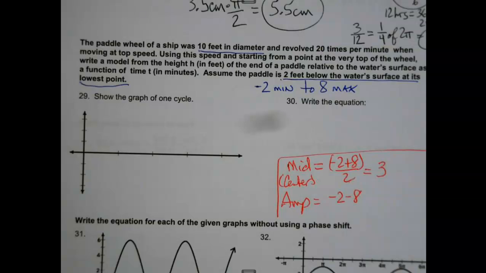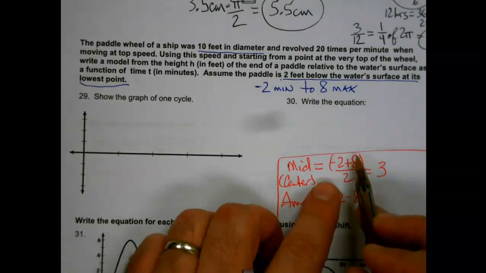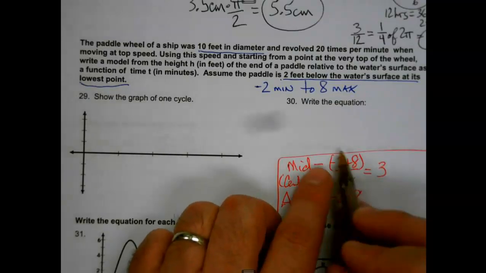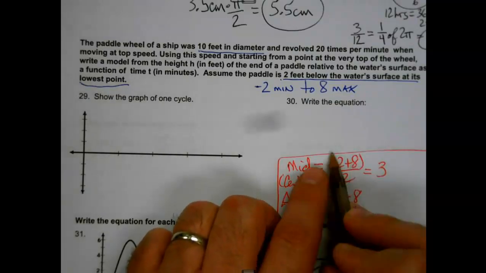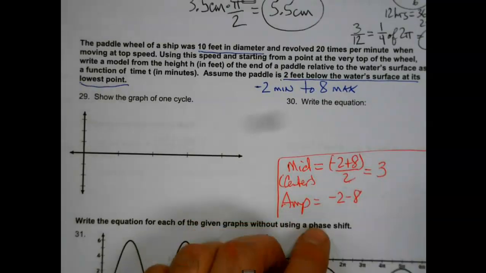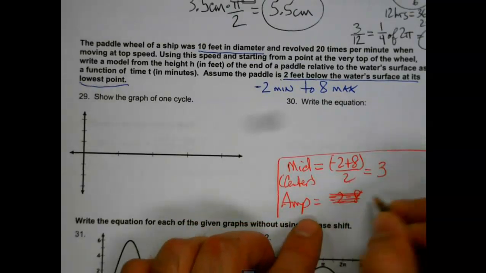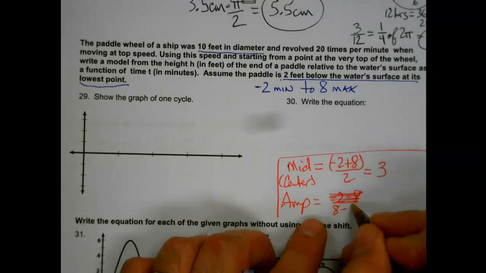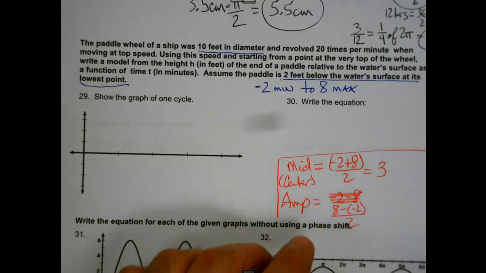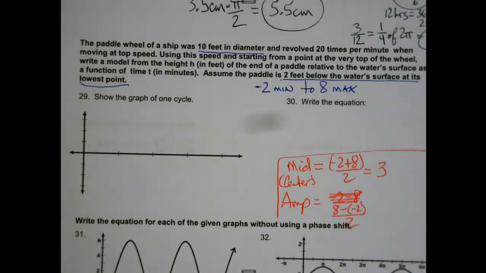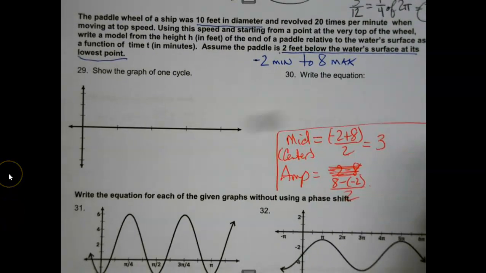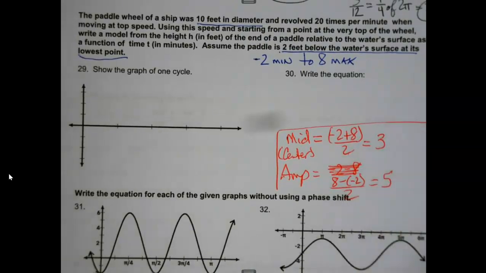This wouldn't be a Hardy video if I didn't have something go wrong, right? Max plus min. Now here it didn't make any difference whether I did 8 plus -2 or -2 plus 8, so I get that. Here it would make a difference. So Hardy's got to fix himself here. So max minus min over 2. My apologies on that. And so max minus min would be 10 over 2, which would be 5 for my amplitude.